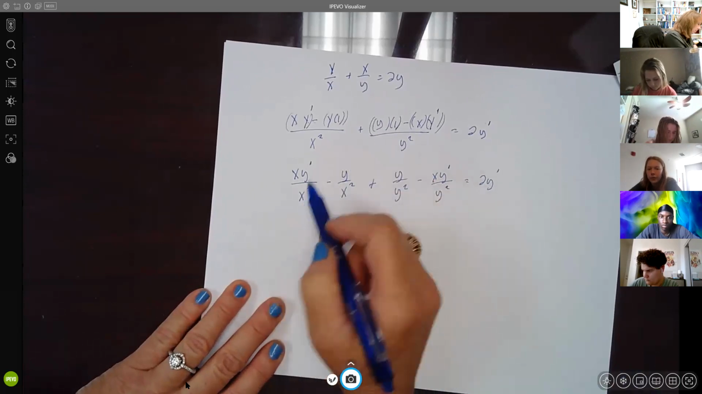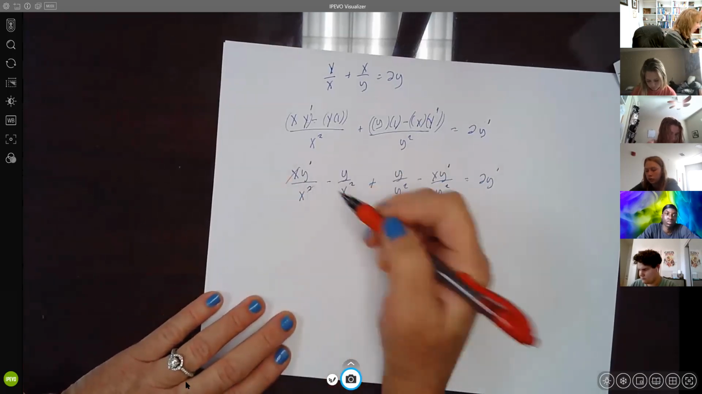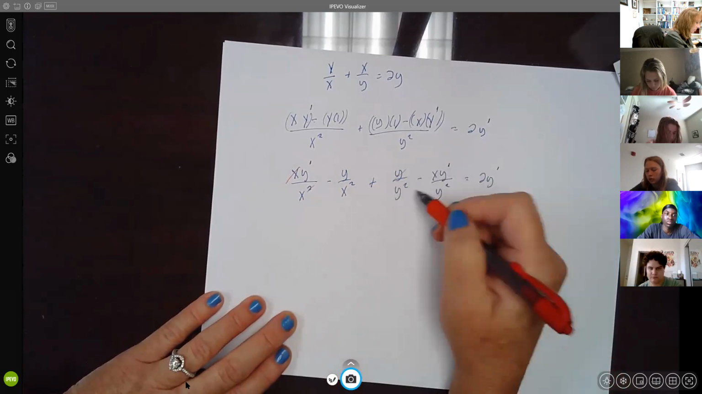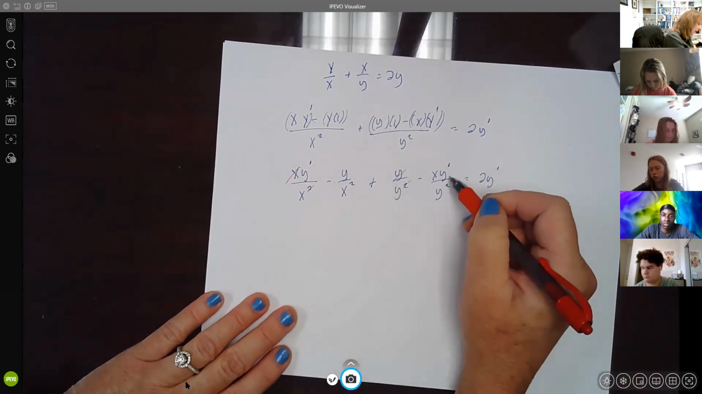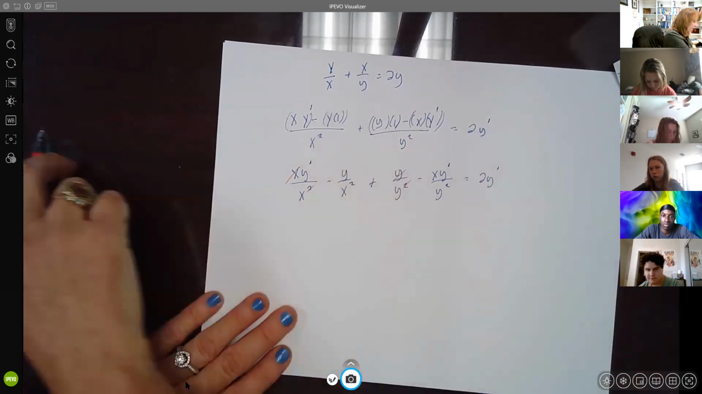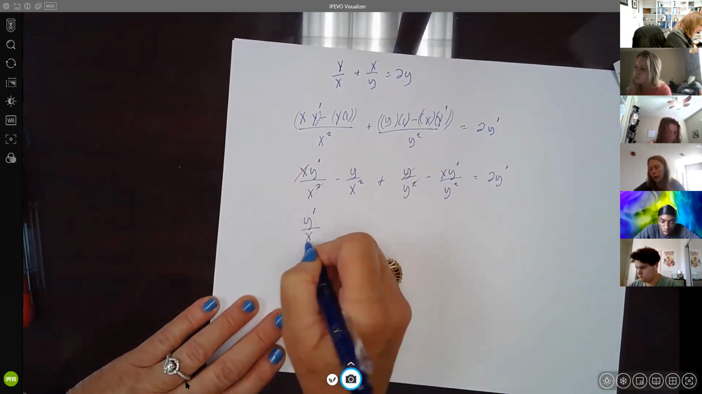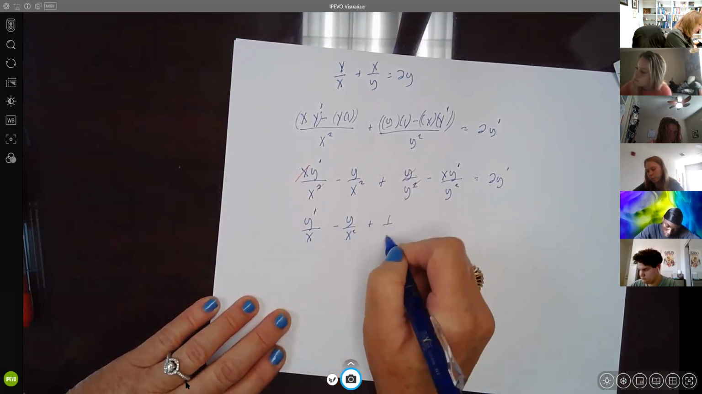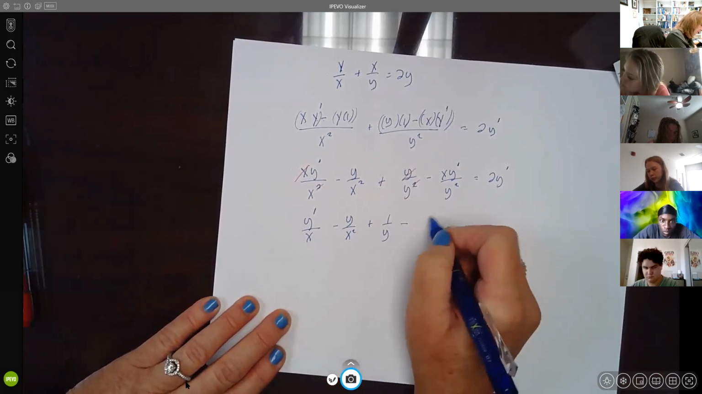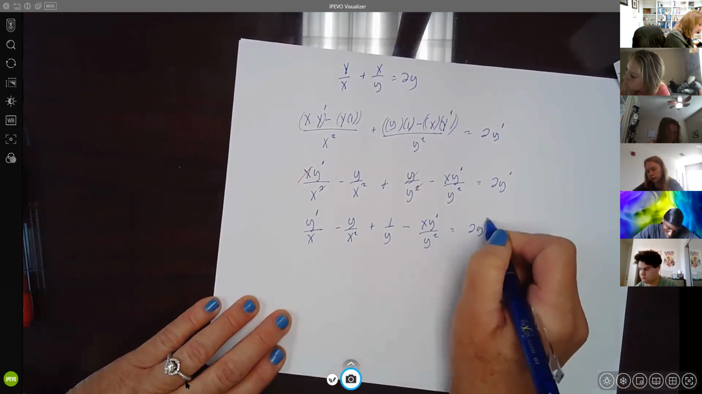Well, this x, let me get a different color. That x goes away, that power goes away. That y goes away, that power goes away. That's a prime. I can't do anything with that or with that. So this becomes y prime over x minus y over x squared plus 1 over y minus xy prime over y squared equals 2y prime.